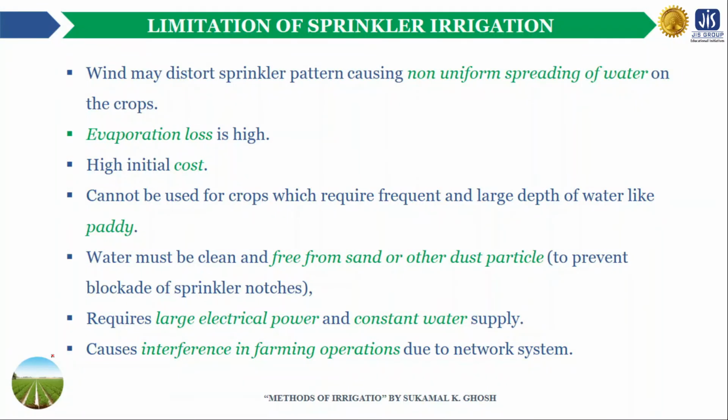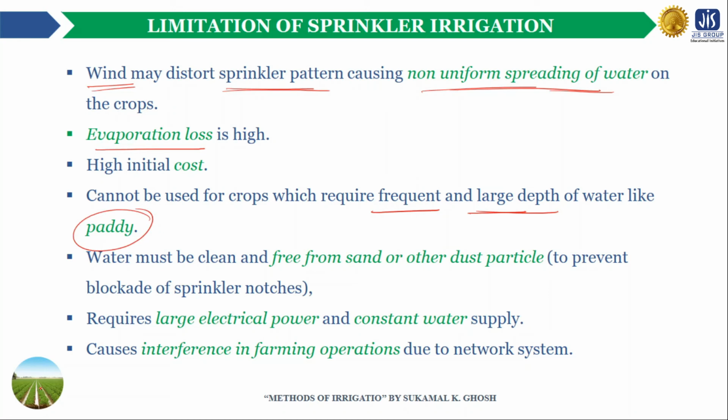Though the sprinkler method of irrigation has many advantages or benefits, it has some limitations too. A high wind may distort the sprinkler pattern and cause non-uniform spreading of water on the crops. In areas of high temperature and high wind velocity, considerable evaporation loss of water may take place. Further, the sprinkler irrigation system is not suited to crops which require frequent and larger depths of irrigation, such as paddy.